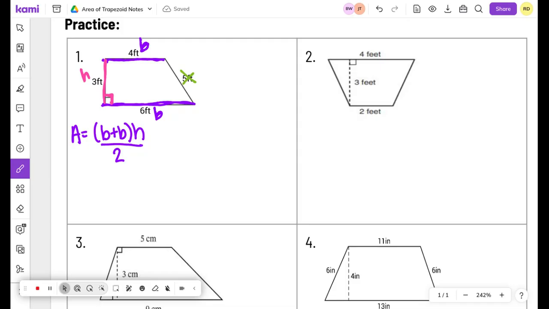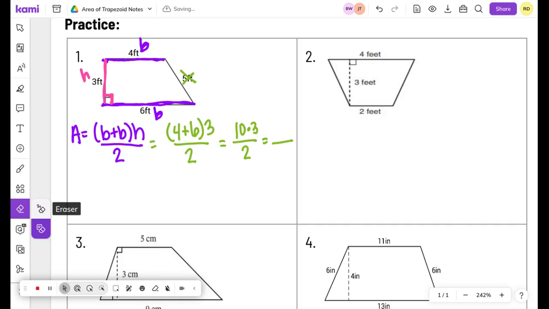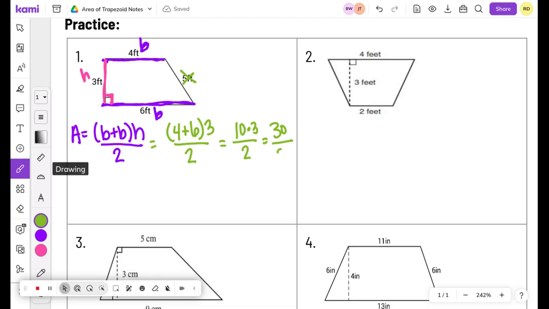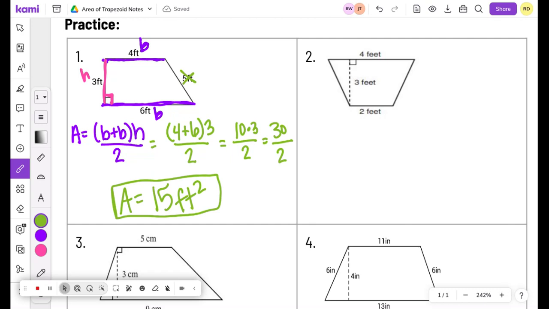So here we go with all of our math. So this is going to be 4 plus 6, because those are the 2 bases, times our height of 3, divided by 2. PEMDAS, we do our parentheses first. So 4 plus 6 is 10. 10 times 3 is 15. Oh my gosh, 10 times 3 is not 15. 10 times 3 is 30 divided by 2. So the answer is 15 feet squared. Kind of gave y'all a spoiler on that one.